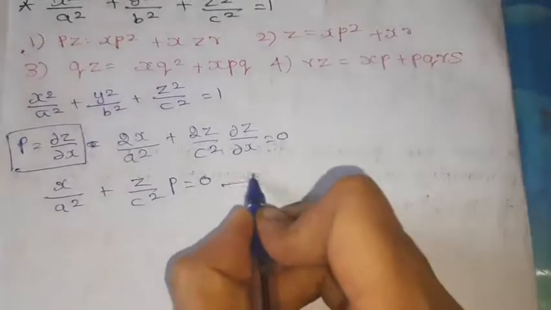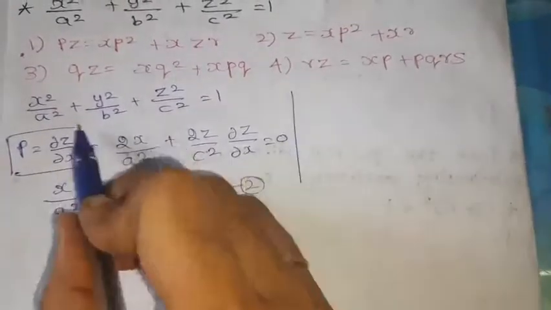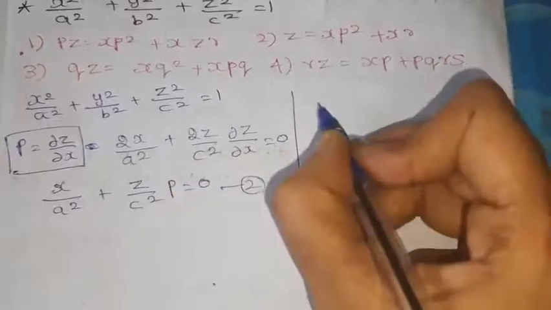Say this is equation 2. Then partially differentiating with respect to y, what we get?